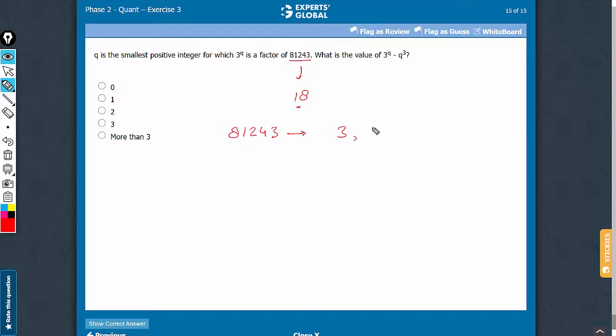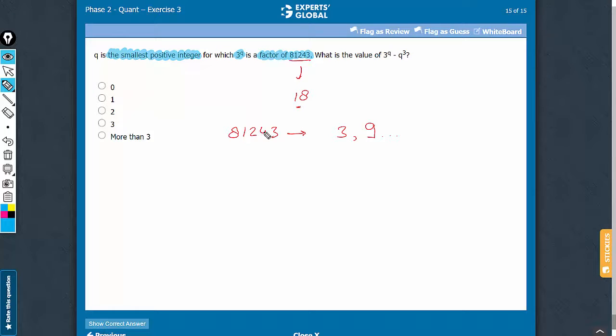18 is a multiple of 9, and therefore this entire number 81243 is a multiple of 9. Maybe 81243 is also a multiple of 27, but we don't have to check that. The point is that we have to find the smallest positive integer q for which 3 raised to power q is a factor of this entire number.